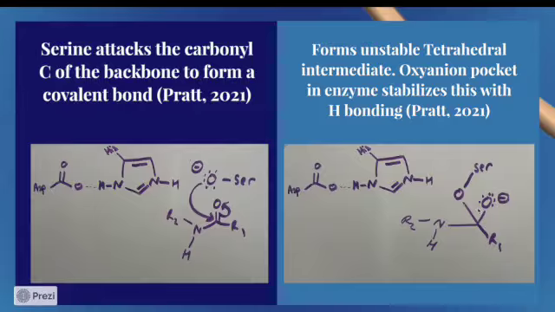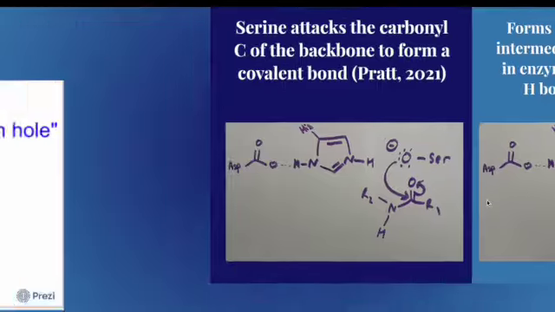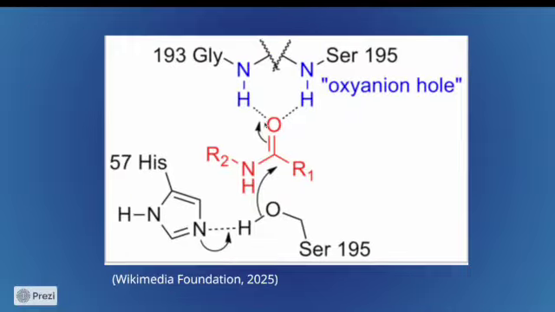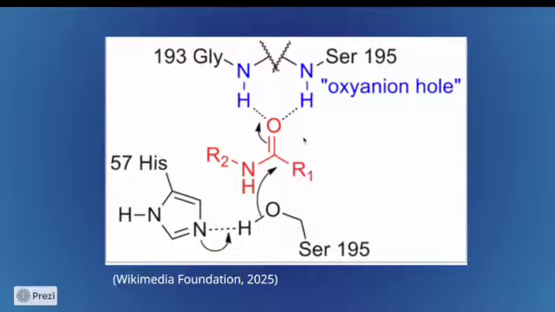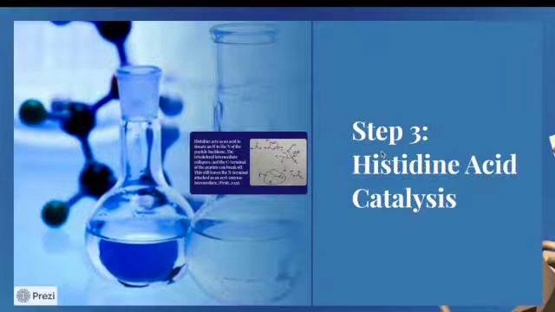And it's going to form this unstable tetrahedral intermediate. But luckily, we have the oxyanion pocket that's going to stabilize this through hydrogen bonding. Here's that pocket here. So this is where the negative charge would be. And then these nitrogens in the backbone of these amino acids are going to help stabilize it through hydrogen bonding. But still, it's unstable, so it's going to want to collapse.